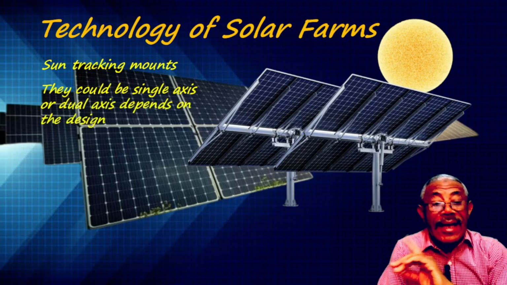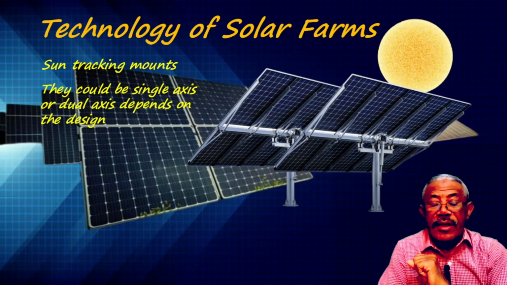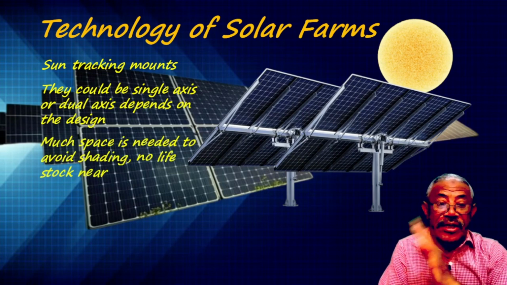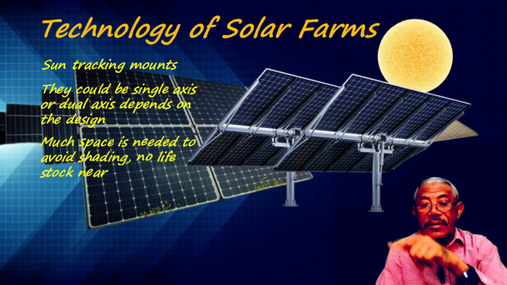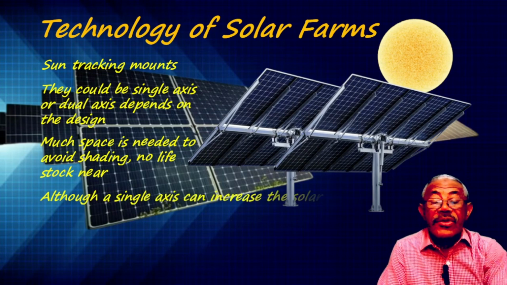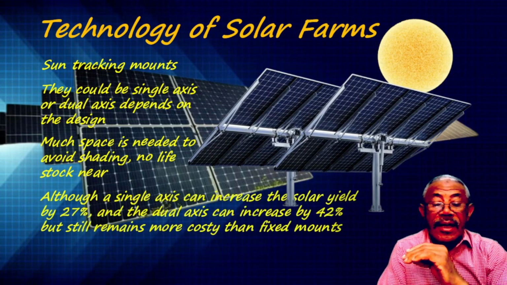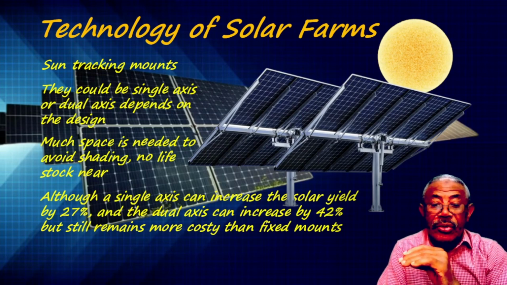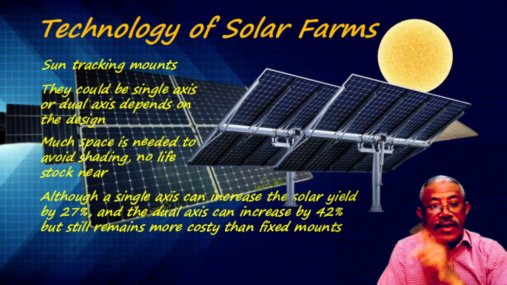They could be a single axis or dual axis, depends on the design. Much space is needed to avoid shading. No livestock near. Although a single axis can increase the yield by 27%, and the dual axis can increase by 42%, but still remains more costly than fixed mounts.